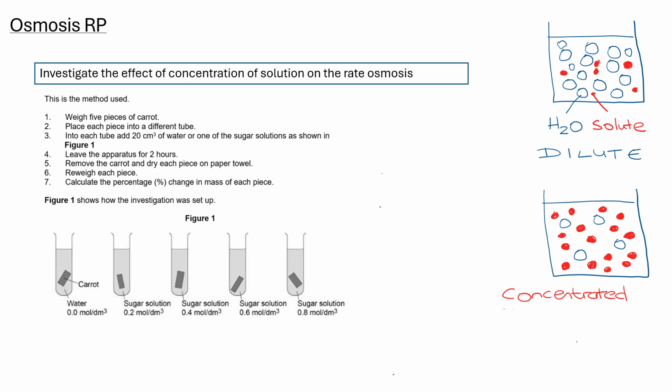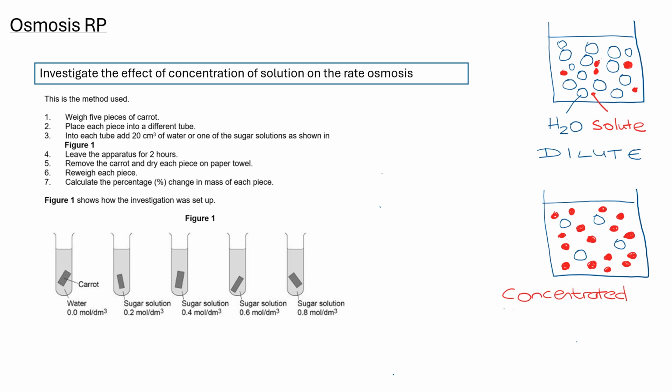This required practical investigates the effects of osmosis on plant tissue, and by the end of this you should be able to describe how to investigate the effects of concentration of solution on the rate of osmosis, how to calculate percentage mass change, and how to identify the concentration of cell sap inside the plant cells.